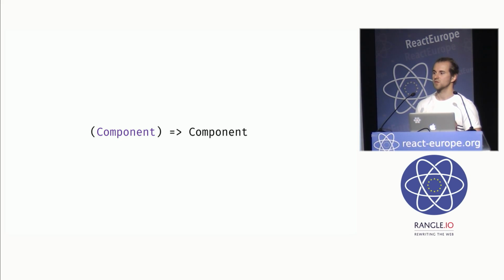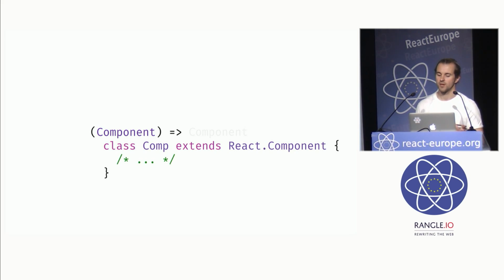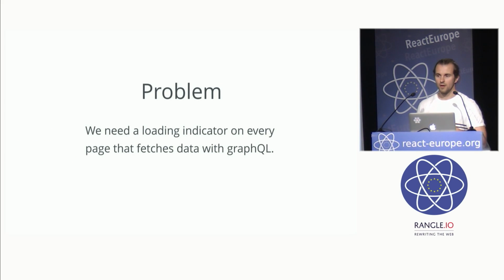Obviously, a component can also be a class. So you can do this as well. You can simply return a full class. And this is what we call a higher order component. This is just a function that takes a component and returns a component. Cool. So if this was a little bit too steep, let's take a real world example.